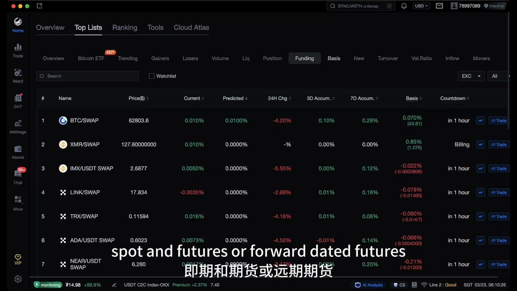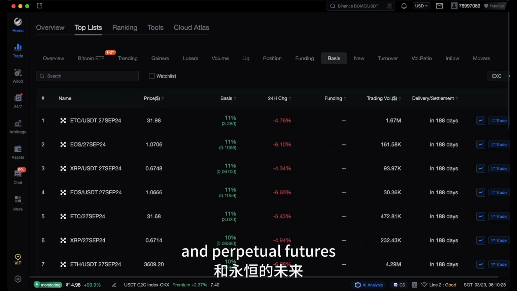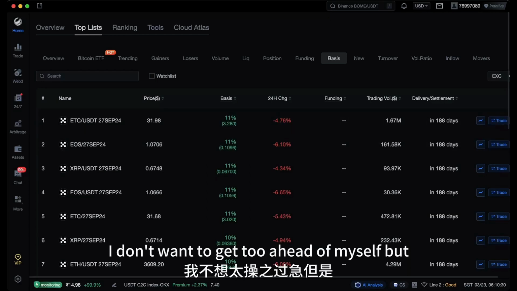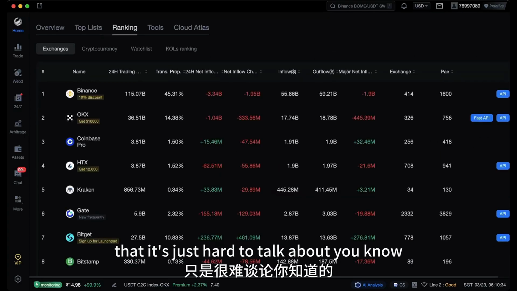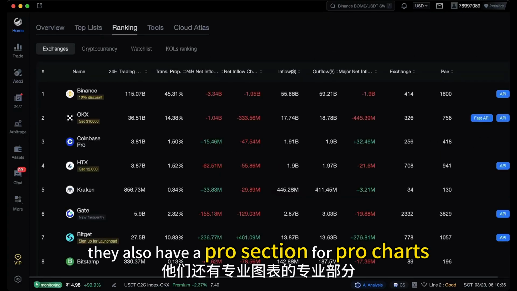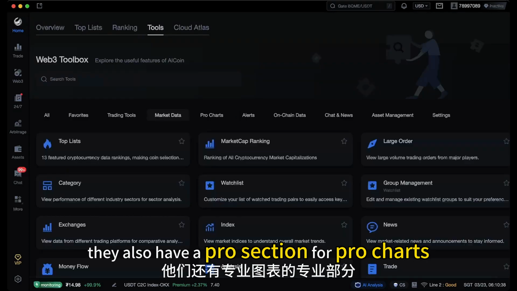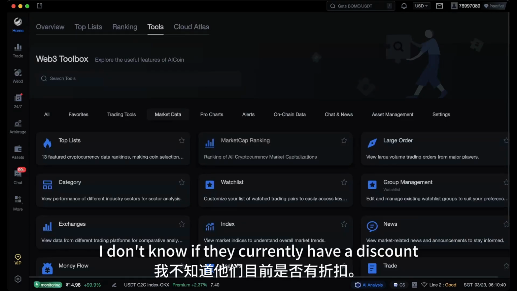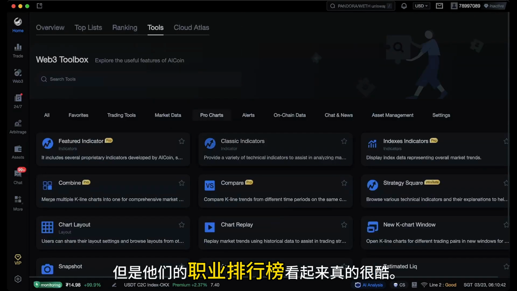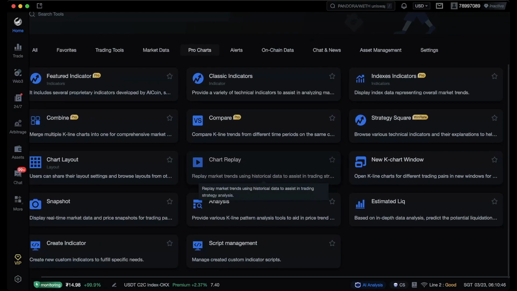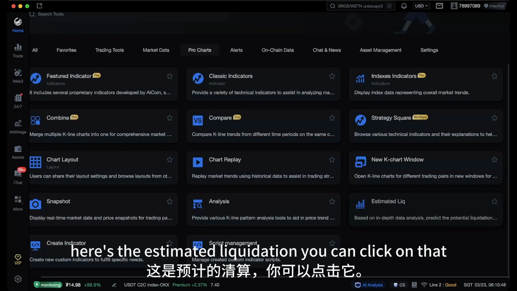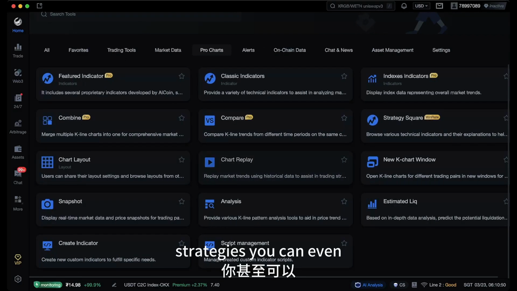This is showing that there's really not too much. How about basis, which is the difference between spot and futures, or forward dated futures and perpetual futures. I don't want to get too ahead of myself, but there's just so much you can do here that it's just hard to talk about. They also have a pro section for pro charts. I don't know if they currently have a discount, but their pro charts do look really, really cool. There's a lot going on here.